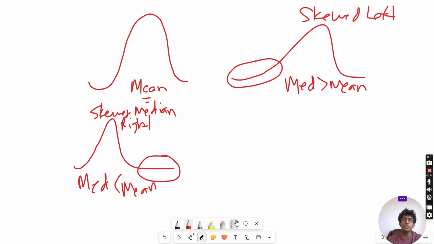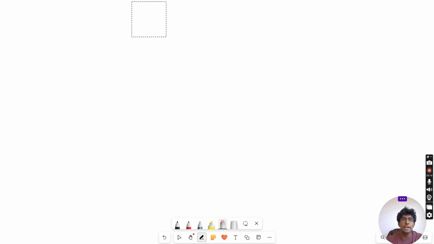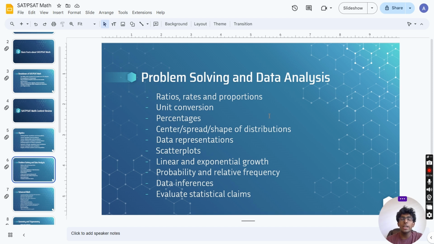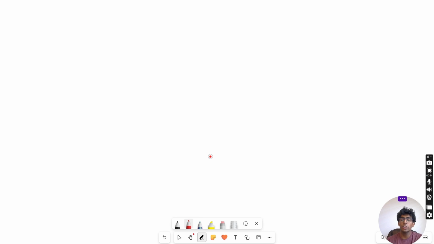All right, so those are the 3 main types of distributions you're going to see. Remember, the tail of the distribution is how you can tell what type of distribution it is. All right, let us move on to the next topic. We're going to be talking about data representations now. So what are different ways to represent data? What are different types of graphs or figures?